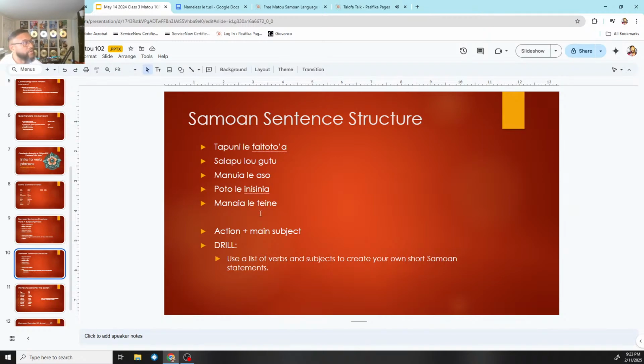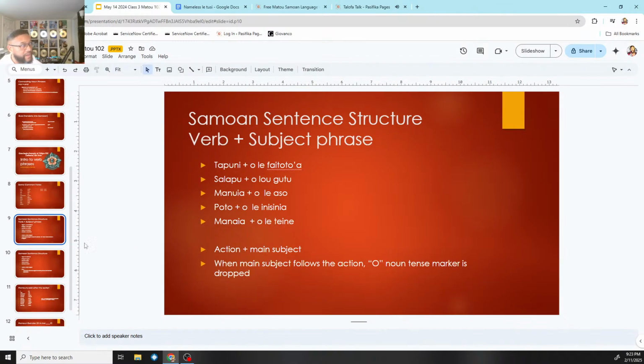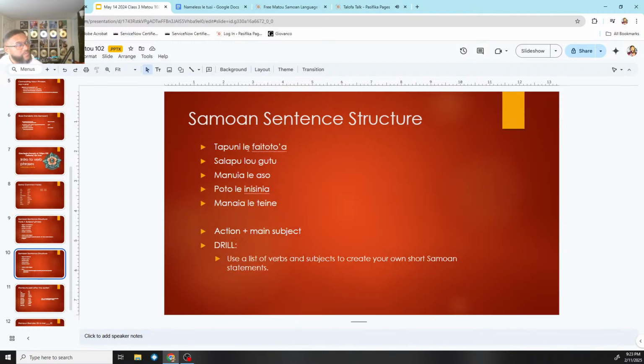Okay. So all this is we have our action. Let me go back up to this slide. We have our verb or the action, same thing, and then we have our subject. But since the subject comes after the verb, in these cases we don't say tapuni o le faitotoa. All we have to do is say tapuni le faitotoa. That's a big concept in Samoan. If you get that, that's great.